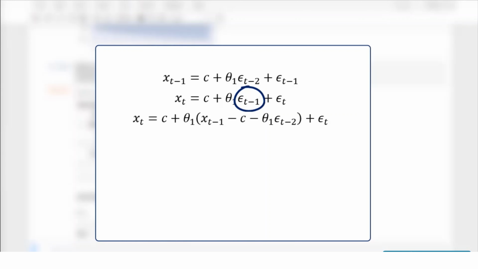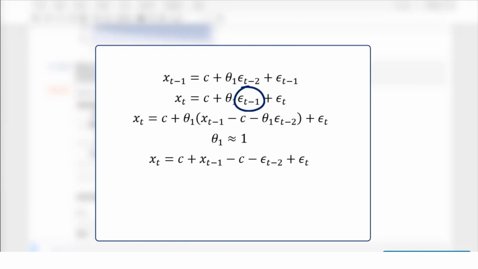xt equals c plus theta 1 times open parenthesis x t-1 minus c minus theta 1 times epsilon t-2 close parenthesis plus epsilon t. Now, if the parameter coefficient theta 1 is really close to 1, like in our case, then the equation simplifies further. xt equals c plus x t minus 1 minus c minus epsilon t minus 2 plus epsilon t.